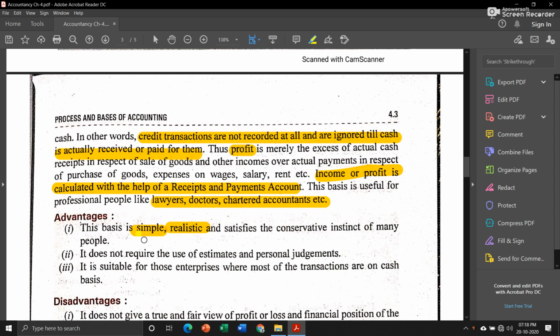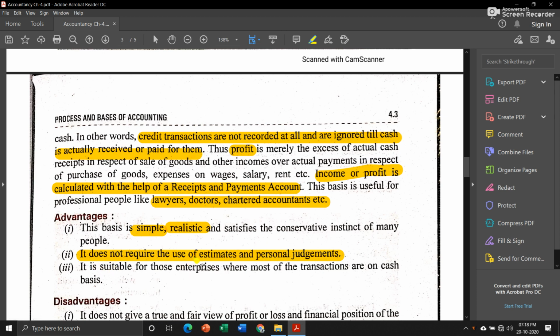Means you received money, you will enter it. You haven't received the money, you will not enter it. It's just like that. Means you don't have to think whether I will get the money or not. Okay. Then next is, it does not require the use of estimates and personal judgments. You cannot put your personal judgments in this. Means you have to be very objective in nature. Means you received money, yes, okay, if not, then no need.